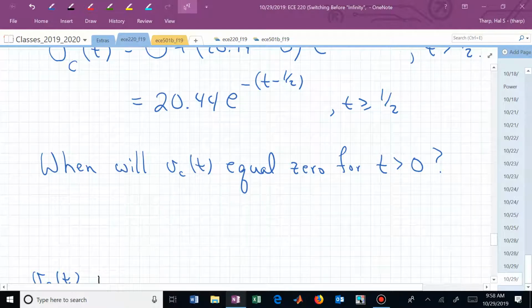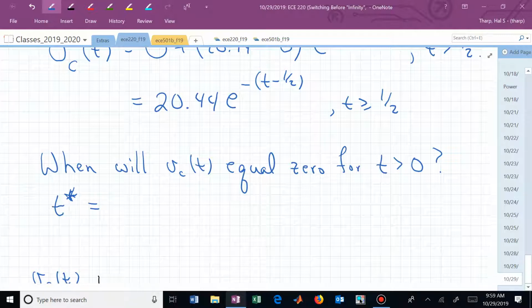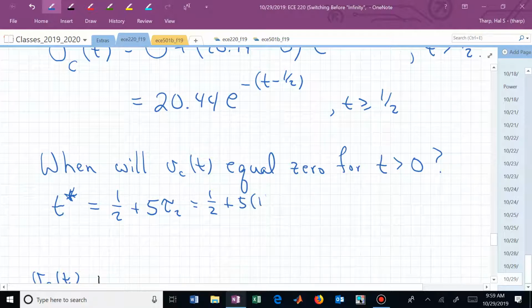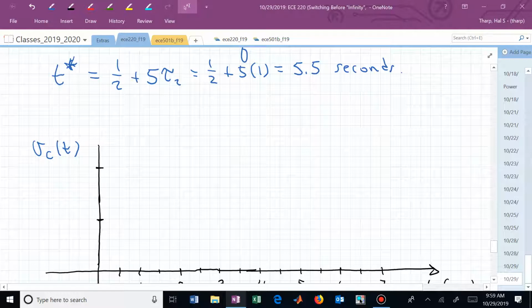When will that occur? When is t star? Is it 5 tau? Sort of. It's adjusted, right? It's 5 tau plus where we started that new switch position, which was 1/2. So t star is now going to be 1/2 plus 5 times our second time constant, tau sub 2. So we now have our voltage back to 0 at 5.5 seconds.